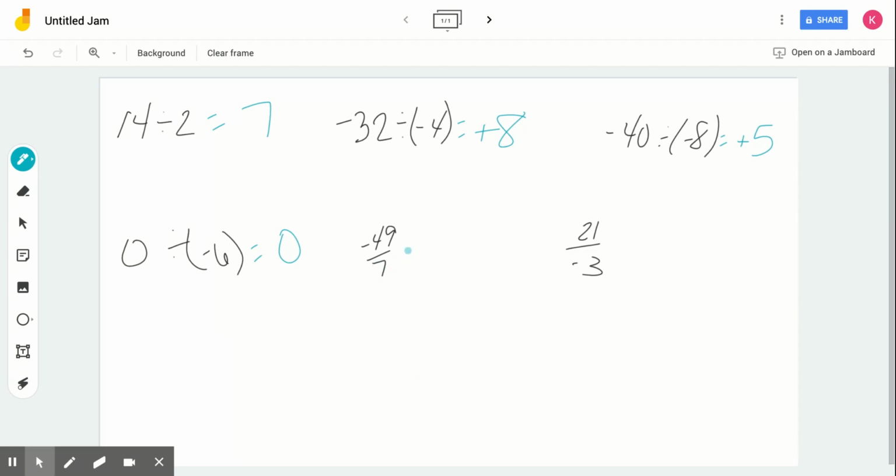The fifth one here, we have 49 divided by 7 is 7. An odd number of negative signs, or one negative sign, is going to give us a negative answer. And the sixth one, 21 divided by 3 is 7. Again, one negative sign gives us a negative answer. On numbers 5 and 6, you'll notice that these are written as a fraction. Keep in mind that that fraction bar can also mean division.